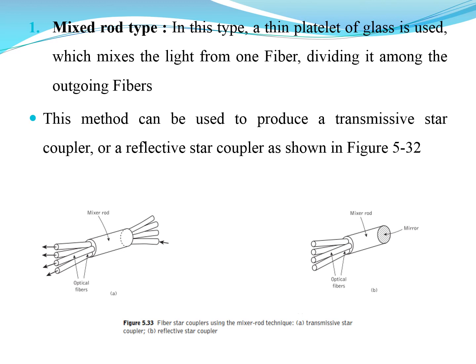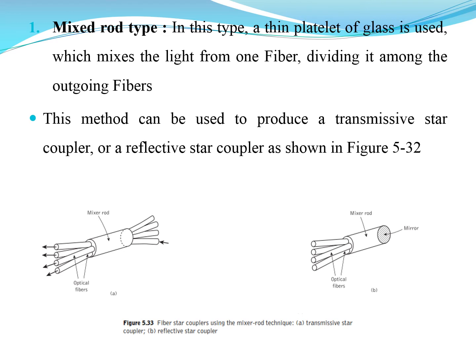Then we have a reflective star coupler, in which the fibers are inserted in a mixer rod, but at the other end of the fiber coupler we have a mirror, so that the light which travels from one of the fibers reflects back from this mirror, and we obtain the output from the different optical fibers. So this is called a reflective star coupler.